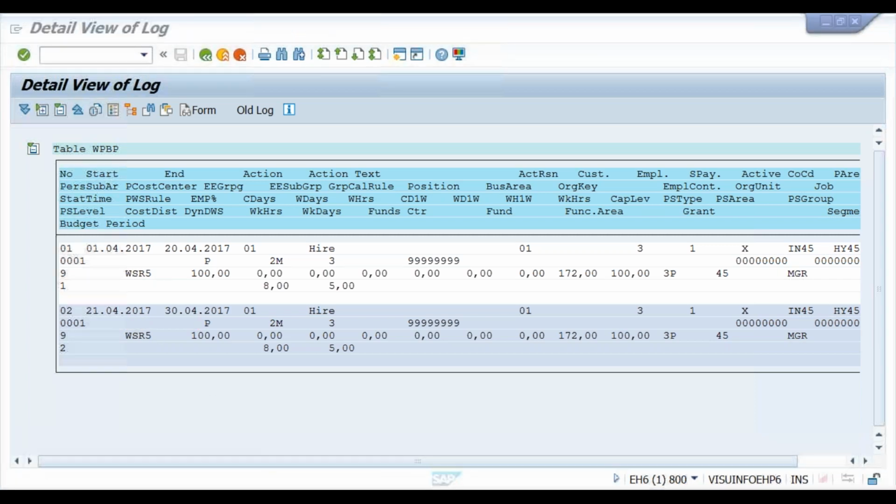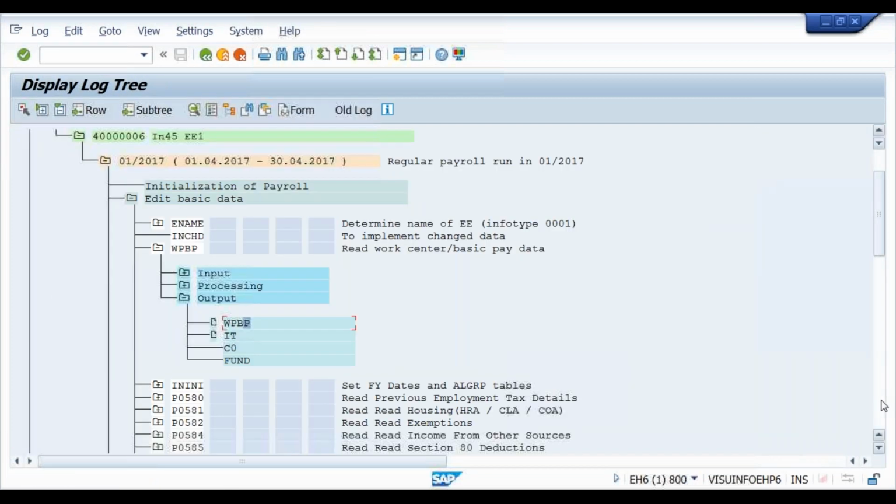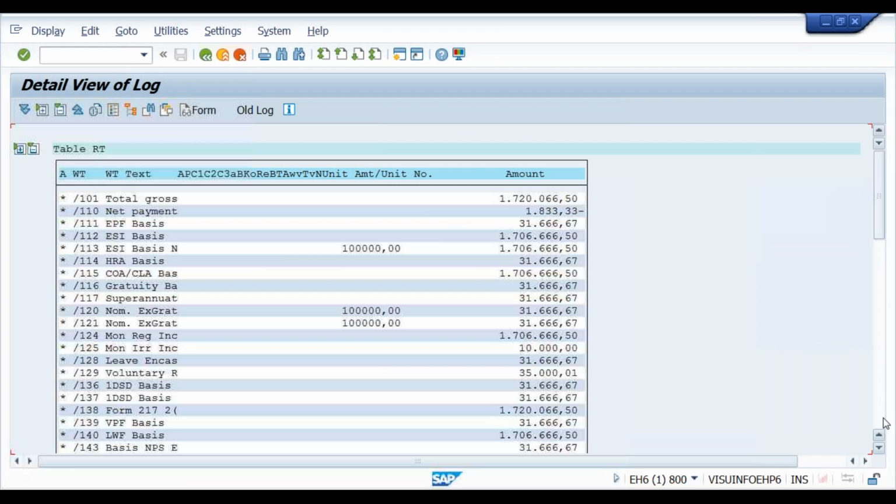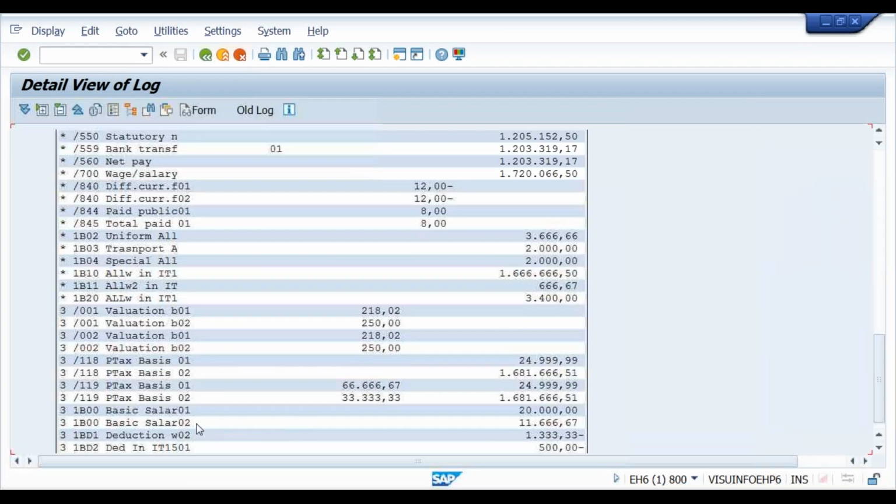If I don't keep the split indicators as they are in the RT table, it will have only one split indicator, either 0-1 or 0-2. Now what will happen? This entire 31,000 will be posted to one cost center only, right?